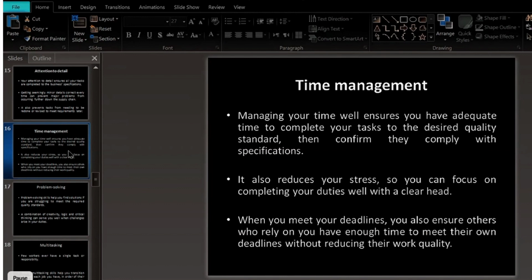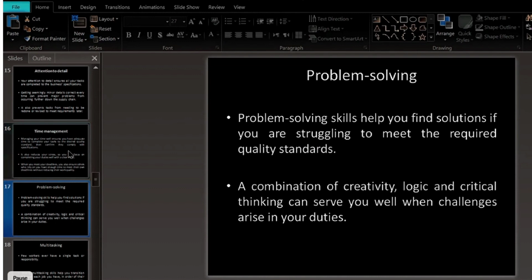When you meet your deadlines, you also ensure others who rely on you have enough time to meet their own deadlines without reducing their work quality.